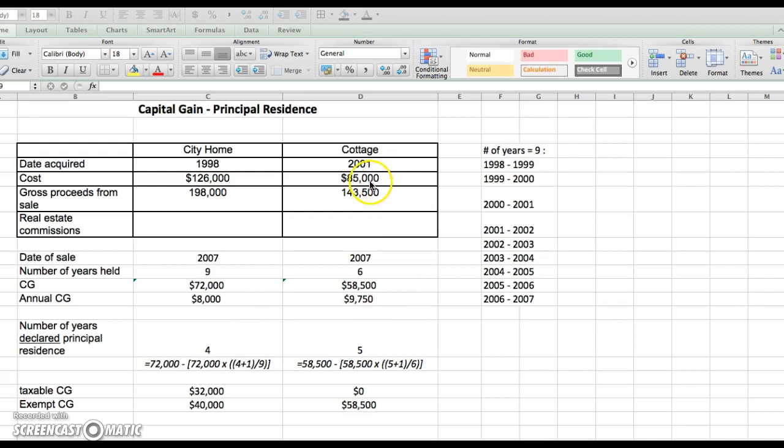cottage, she was gifted the cottage when it had a fair market value of $85,000, and she sold it for $143,000. So in this case, she yielded a capital gain of $58,500. Now she only held on to the cottage for 6 years, so her annual capital gain on the cottage was $9,750.